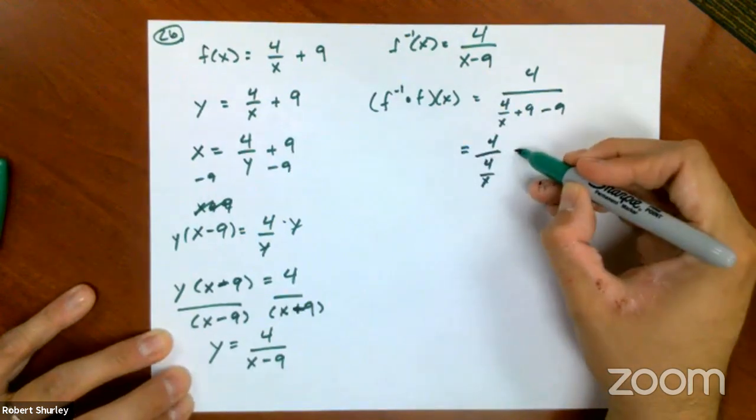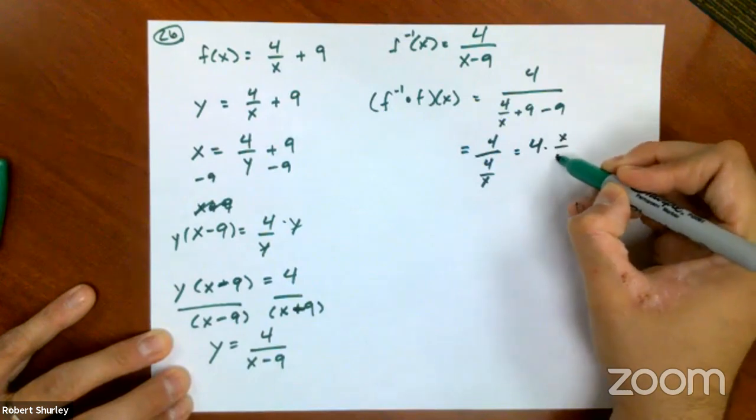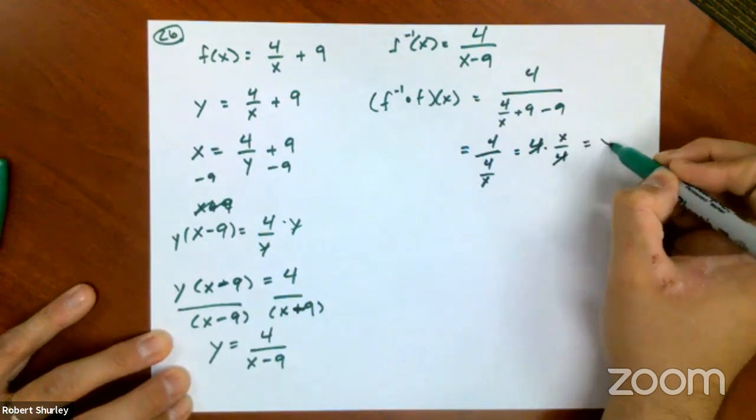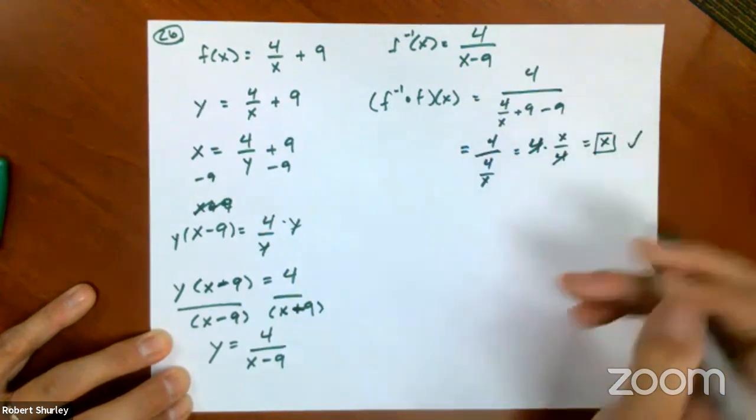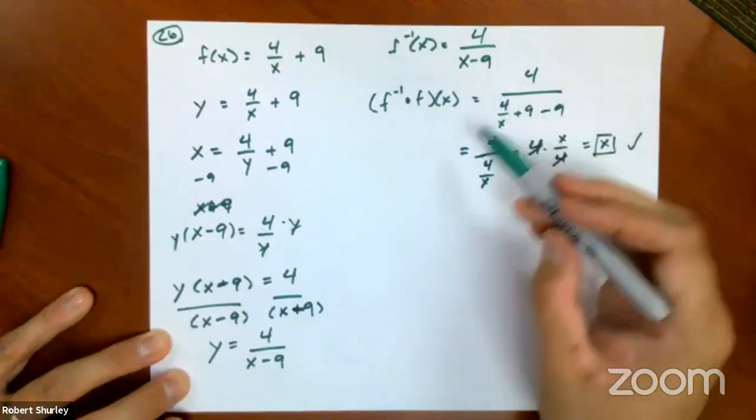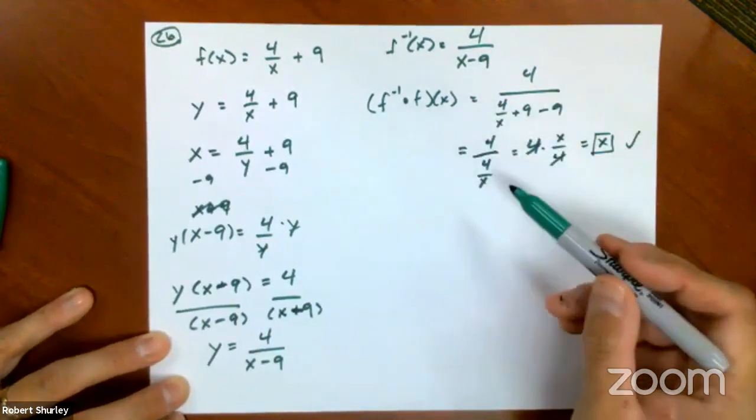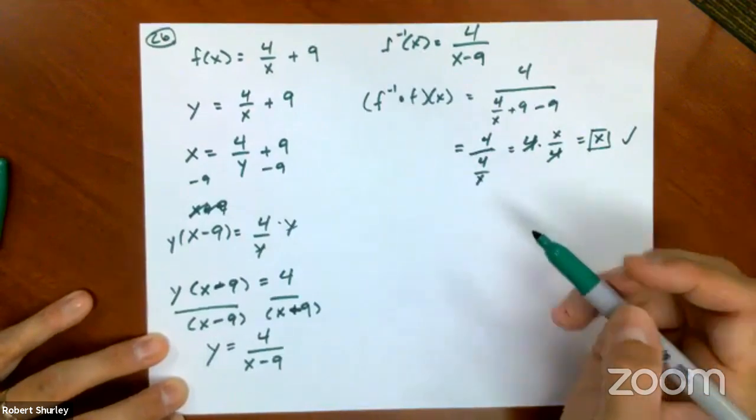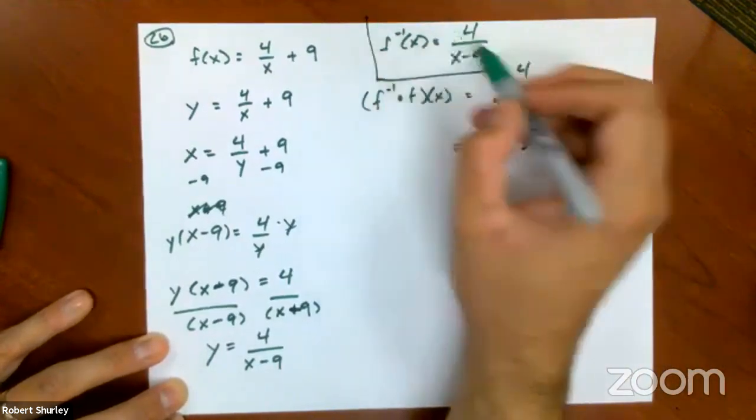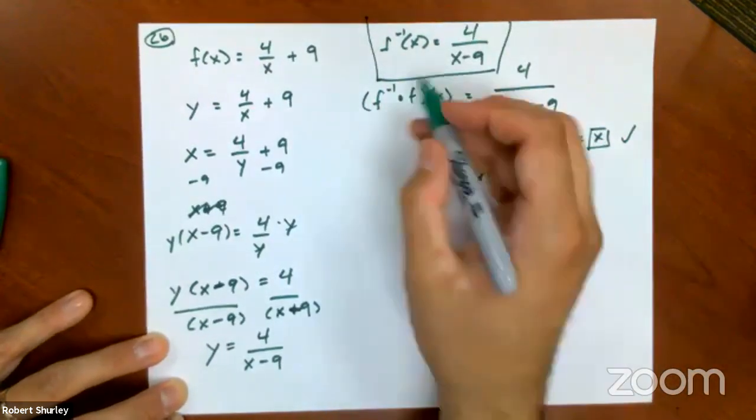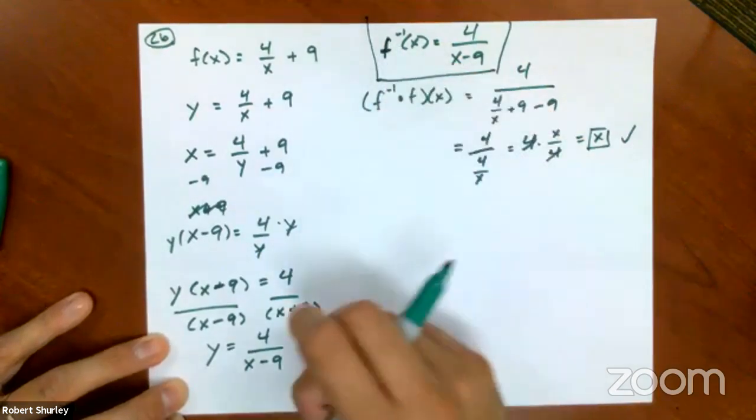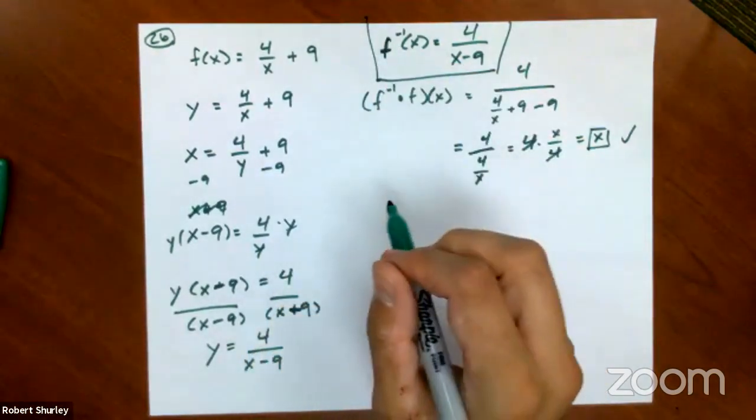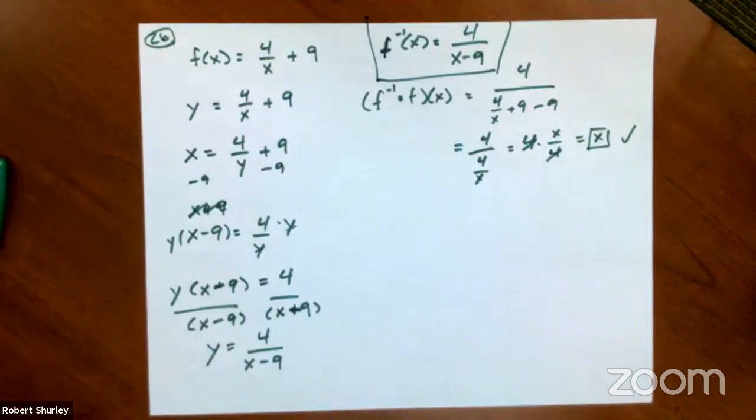Then we're going to do the same thing we did earlier. That's 4 times x over 4. These cancel, and it leaves you with x. Okay, we did this. This was that example earlier that I messed up on and had to correct. So it turns out this is the inverse function. It took a little work, but it did wind up being the inverse function.